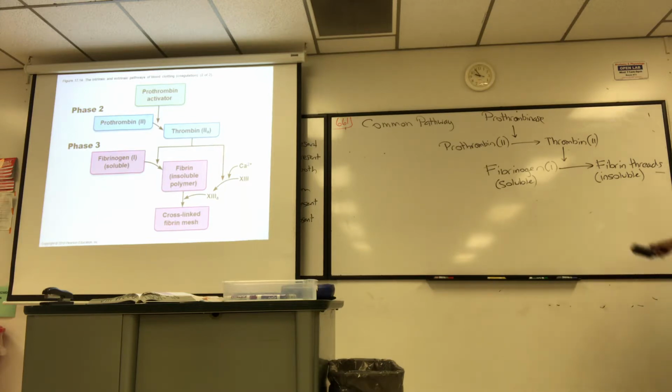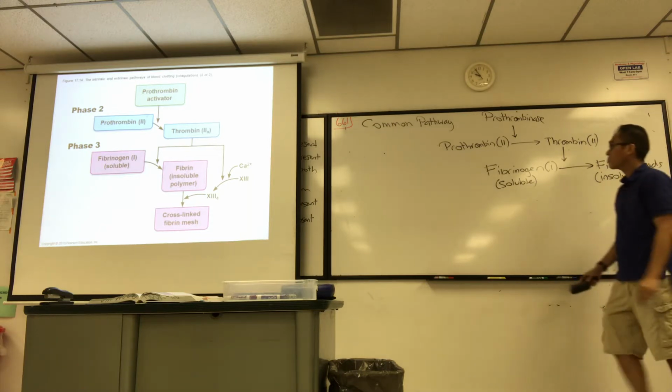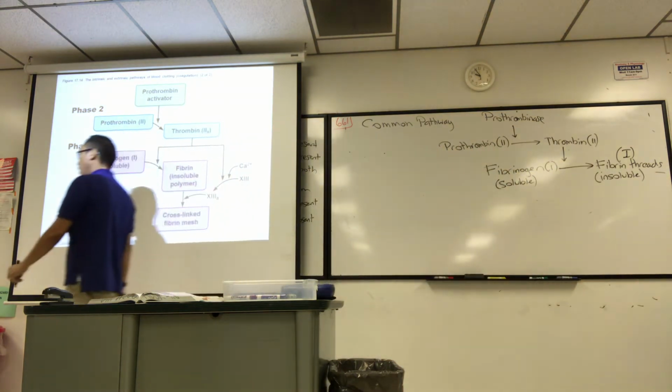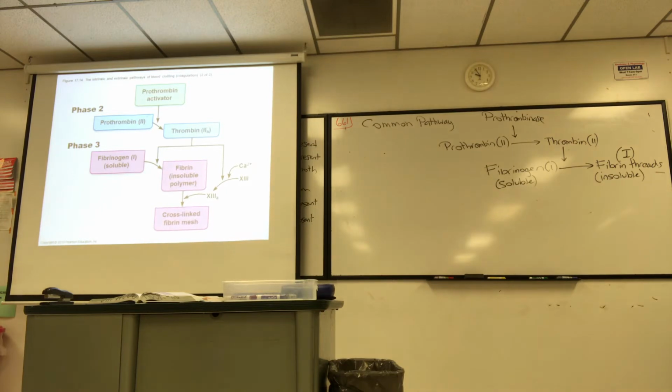Okay, that's pretty much it. You get your fibrin threads. Fibrin is clotting factor 1. Okay, thrombin is clotting factor 2. Tissue factor is clotting factor 3. Calcium, clotting factor 4. You got them all tabled out. I gave you the page number reference.